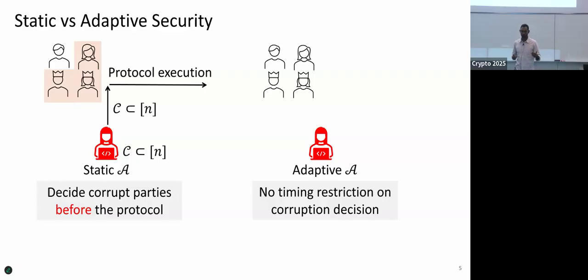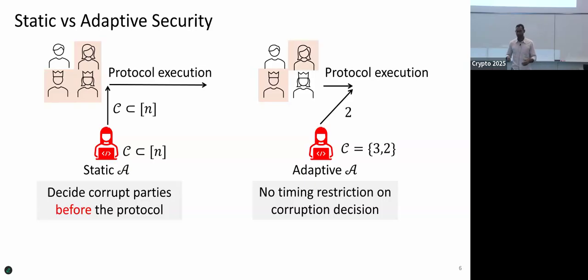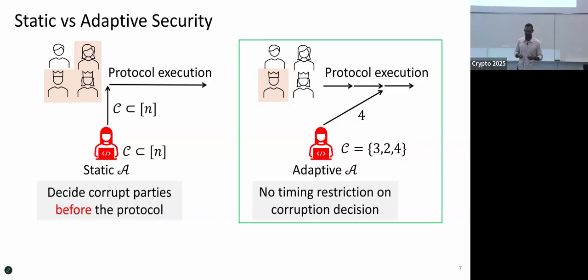So if we have an N-party protocol, the adversary might first decide to corrupt party 3 and let the protocol run for a while and see how things are going, and then later decide to corrupt additional parties based on the protocol state. And naturally, this is the more realistic network model, and that's what we want to study.